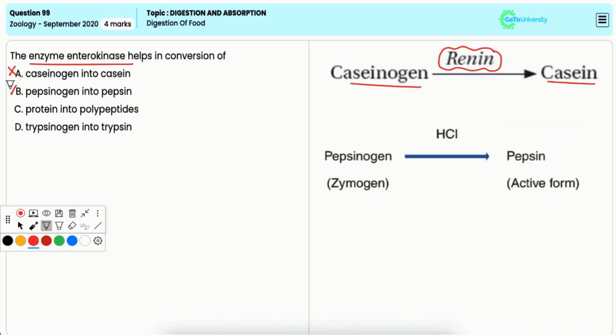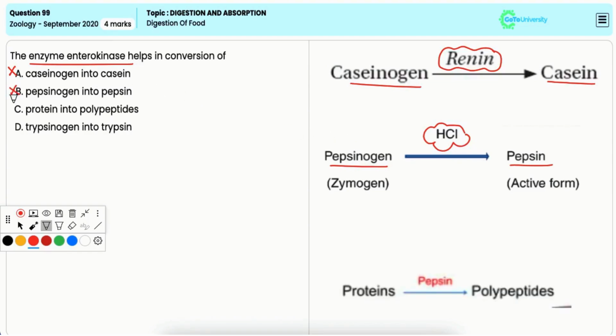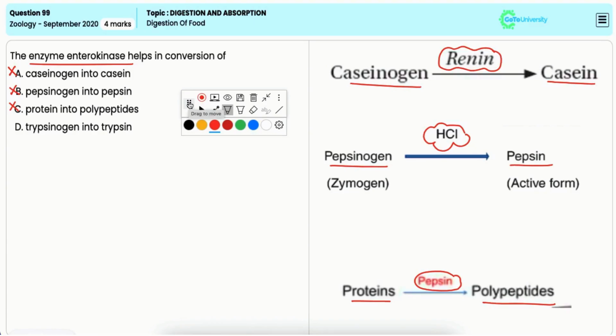This is also incorrect. The conversion of pepsinogen into pepsin is catalyzed by hydrochloric acid in the stomach and not by enterokinase. Option C, protein into polypeptides. Now this is also incorrect. The breakdown of proteins into polypeptides is facilitated by enzymes like pepsin or trypsin and not by enterokinase itself. Enterokinase is rather involved in the activation of trypsin.